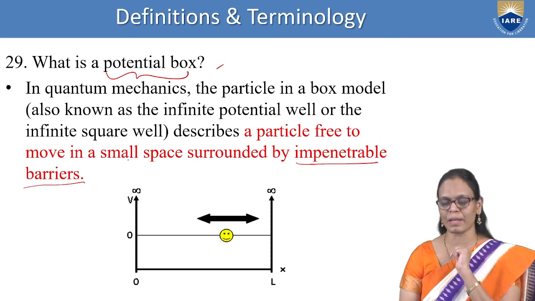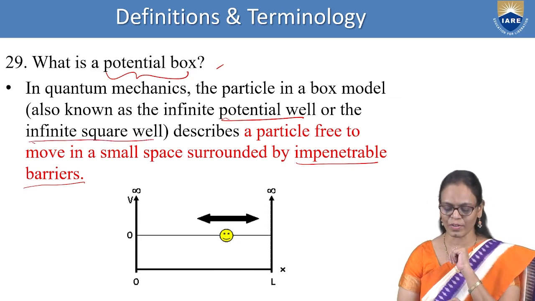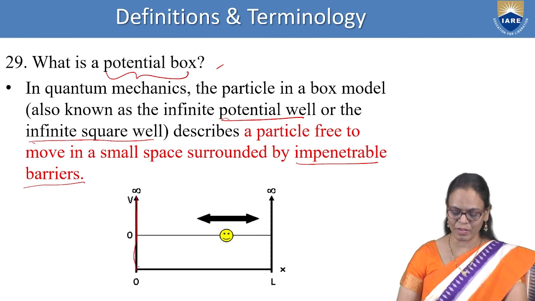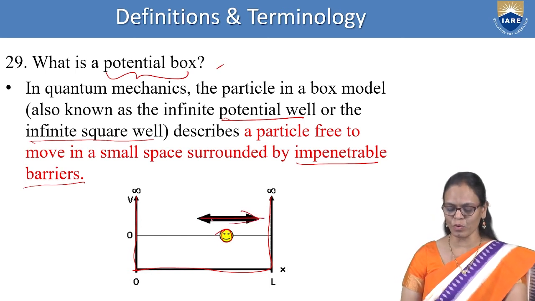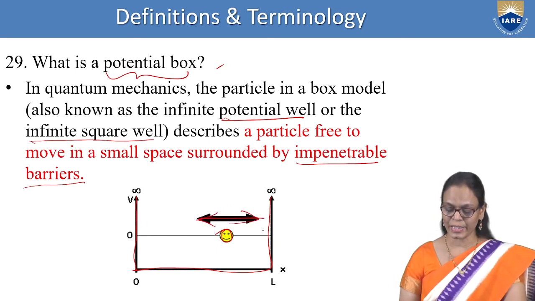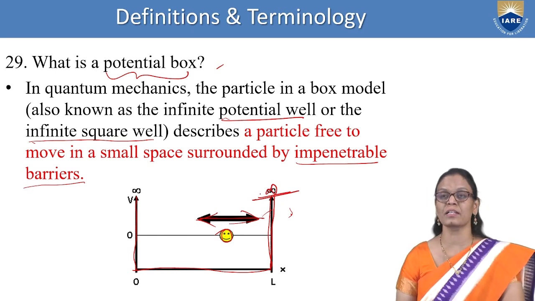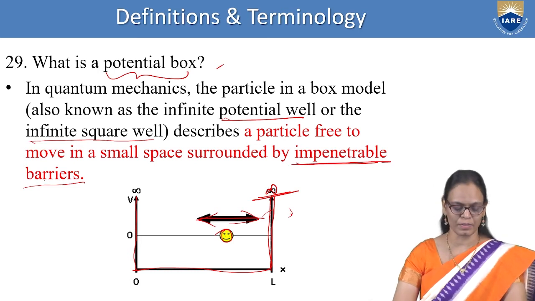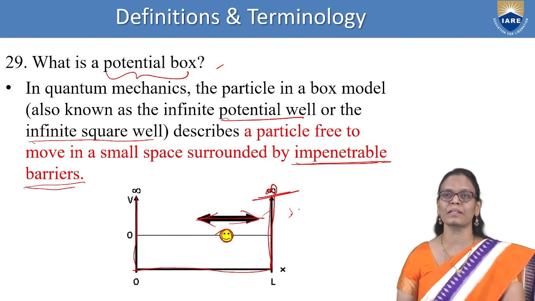This potential box, we sometimes call a potential well, or an infinite square well. What we are seeing here is the well, and this is the particle. The particle can move inside, but it cannot penetrate and come out because the barrier is infinite, or impenetrable. The potential here is infinite, so the electron cannot cross the barrier and go out. It is free only inside this space. So we are calling this a potential box.